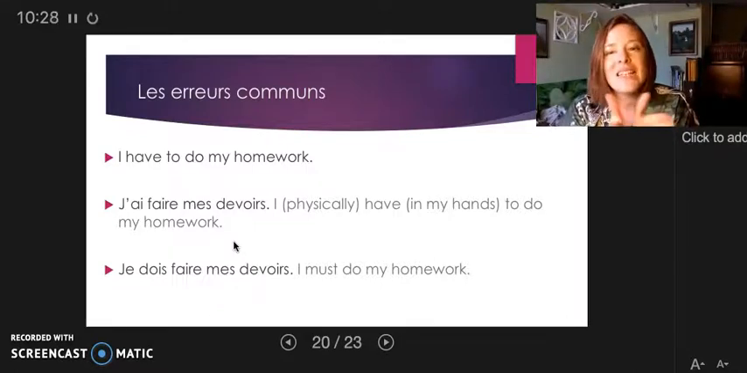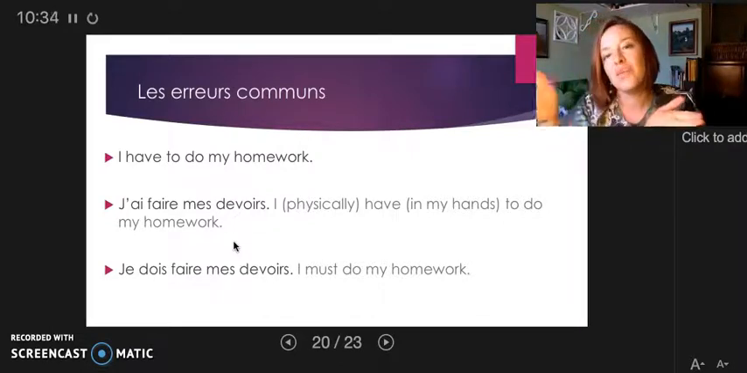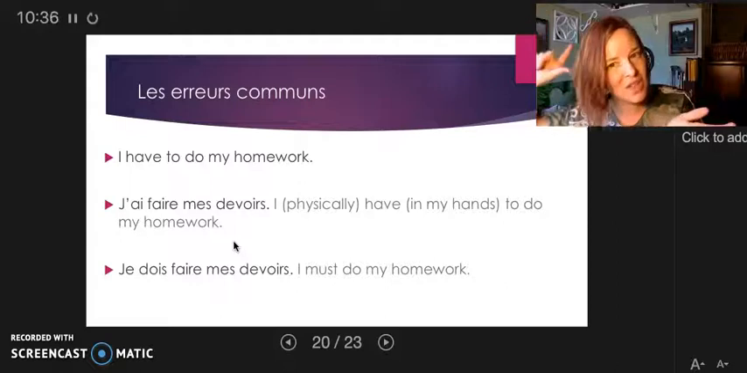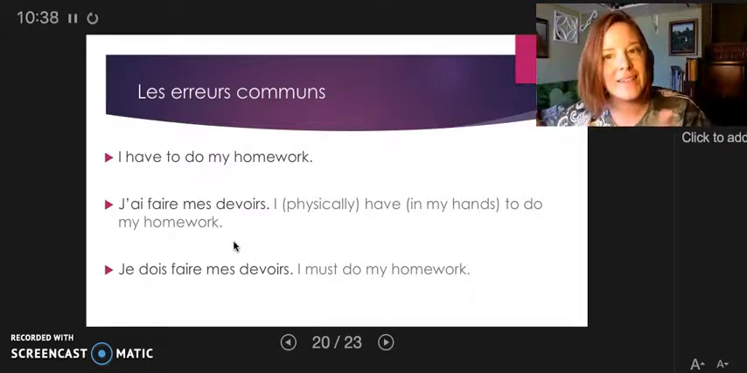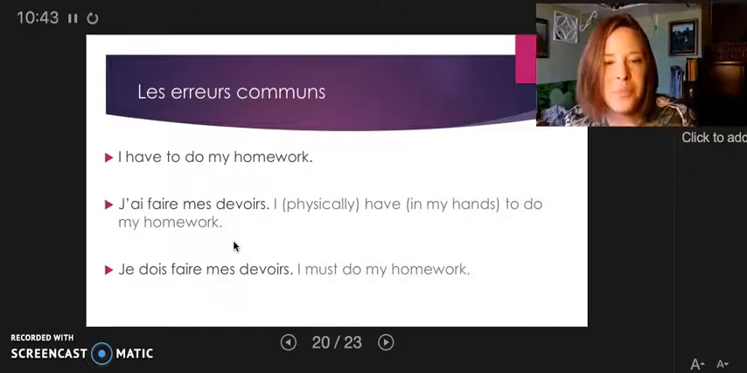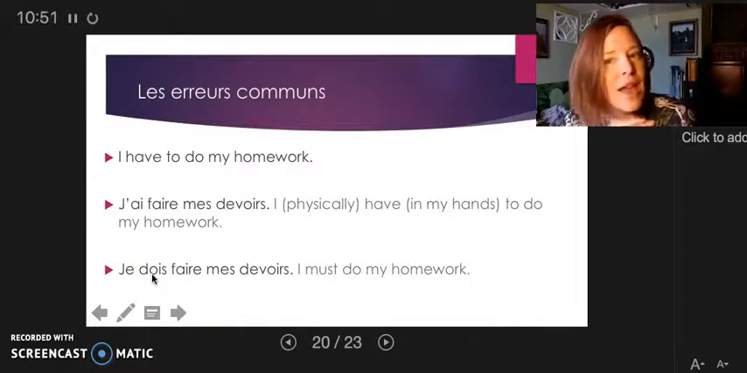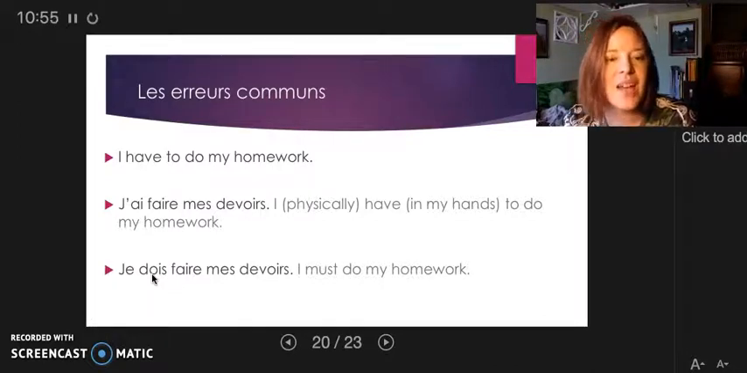And the funny thing is you'll see later on that the verb avoir is used to talk about the past tense. So if I say j'ai and then another verb, sometimes the listener's going to hear, oh, I had done my homework instead of I have to do my homework. So you got to be careful with that. So to say have to, must, always think of devoir instead of avoir, because avoir doesn't mean to have to. That would be devoir, to have to. So je dois faire mes devoirs.